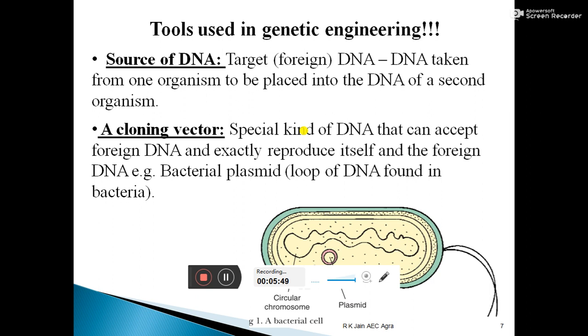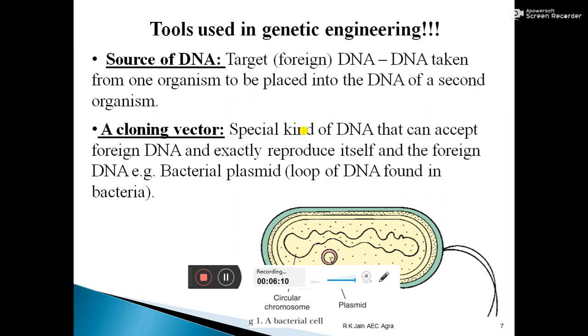If we want to make a genetically modified organism, a transgenic animal, or a recombinant DNA, how can we do it? There are so many tools used in genetic engineering. We will discuss these tools one by one. The first tool is the source of DNA.